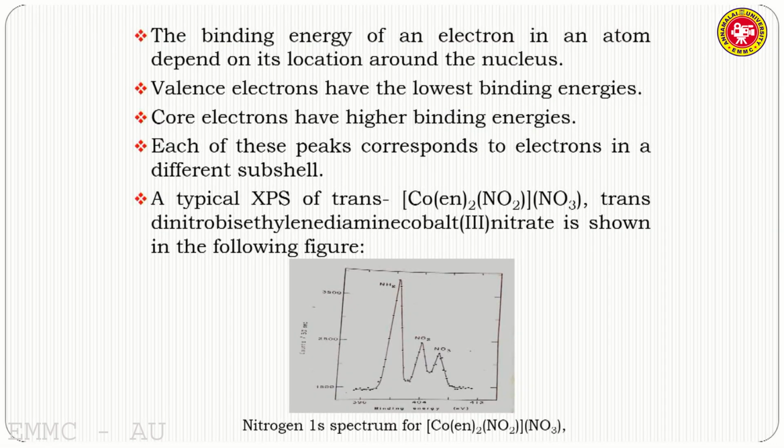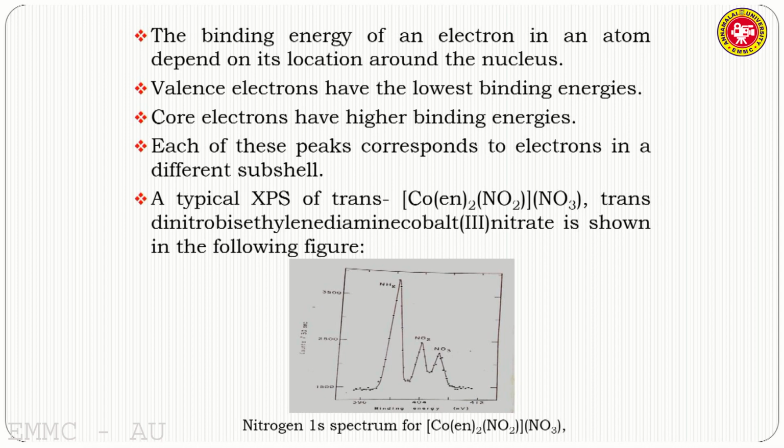The binding energy of an electron in an atom depends on its location around the nucleus. Valence electrons have the lowest binding energies. Core electrons have higher binding energies. Each of these peaks corresponds to electrons in a different subshell.